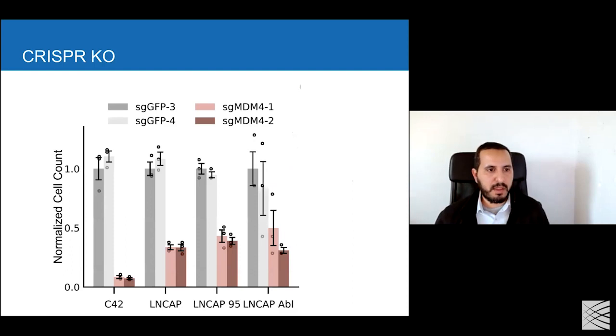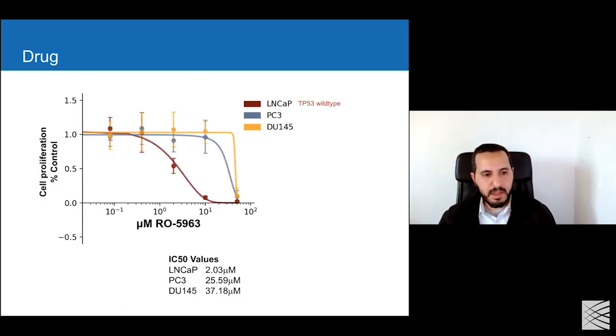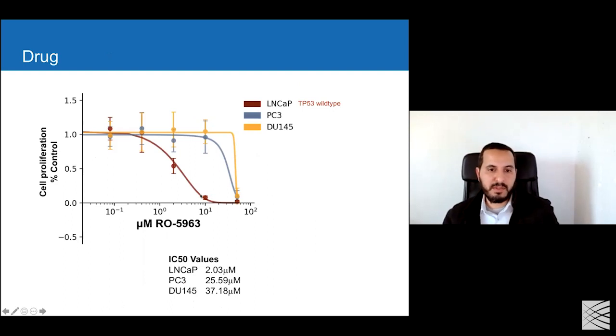For example, when we targeted MDM4 using CRISPR, we found the cell survival of different cancer cell lines going down. And when we targeted MDM4 using a drug as well, we found that the cancer cell lines became more sensitive, especially if the cell line is TP53 wild type. So it seemed that we found something biologically interesting, and this can be targeted using drugs. We did the targeting in the cell lines using CRISPR and also using drugs.